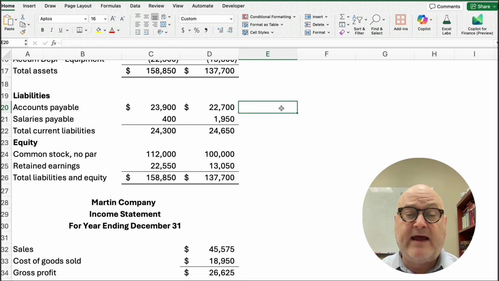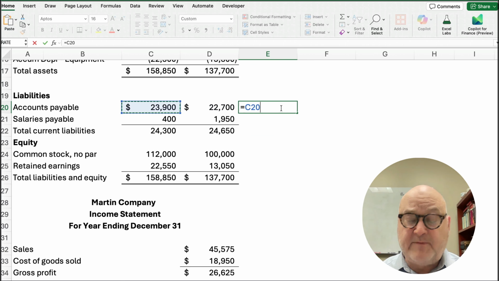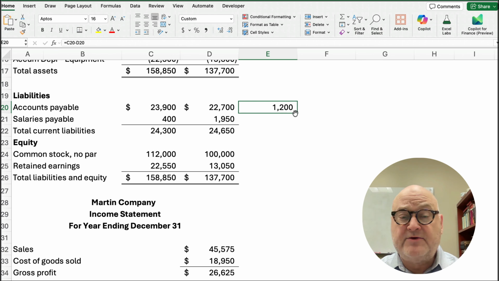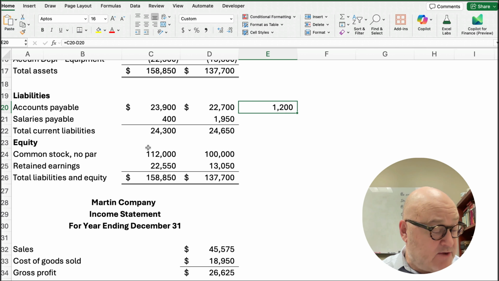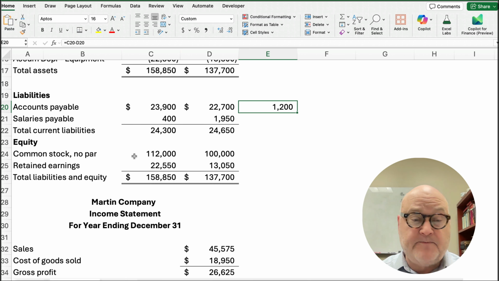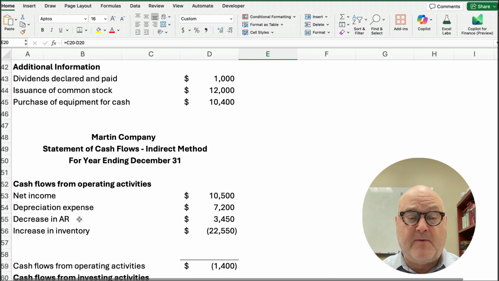All right, we have a couple more things that are related to our current liabilities. So here we have accounts payable. The difference is 1,200. Accounts payable went up, right? Accounts payable went up, so therefore that's an increase in accounts payable.